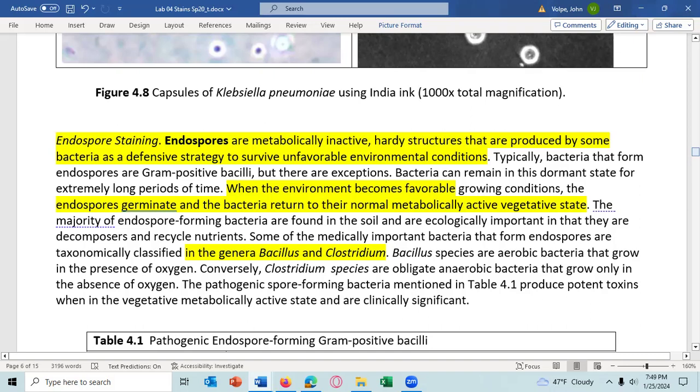All right. I think I talk about it later, so I'll just talk about that later. Most of the bacteria that form endospores belong to two genera, and that's genus Bacillus and genus Clostridium.